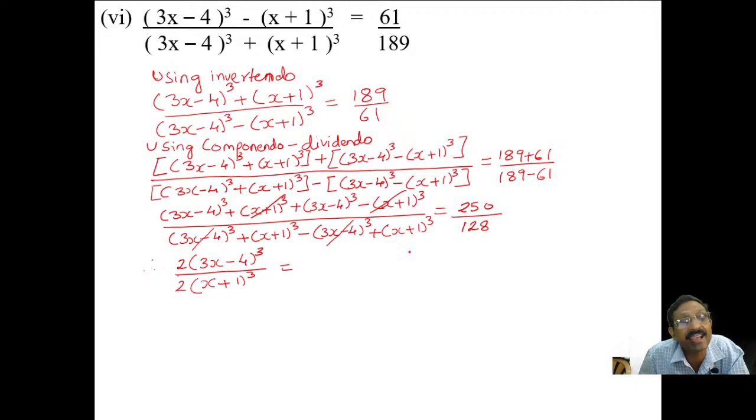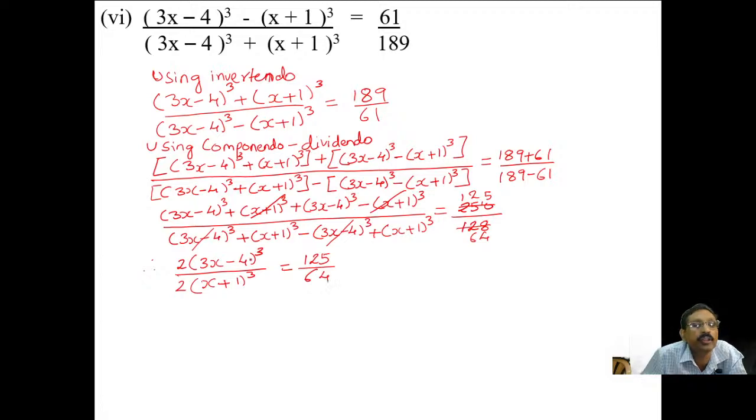Can I reduce it further? So I got this, can I reduce it further? When I reduce this further, I get, 2 1s are 2, 2 2s are 4, carry 1, 2 5s are 10, 2 6s are 12, 2 4s are 8. So what I get is 125 upon 64.